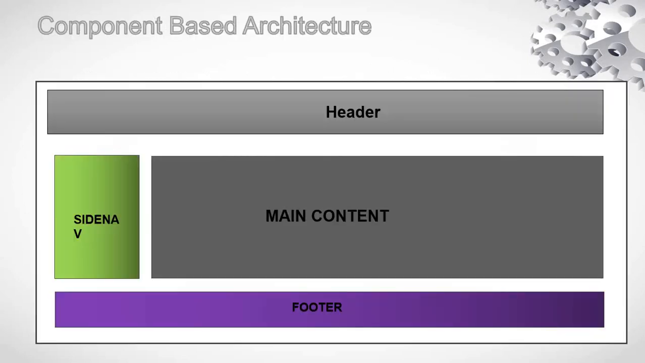As I discussed, component based architecture. See here, I created the header, side nav, main content, and footer. So header is one component, side nav is one component, main content is one component, and footer is one component. So you have to segregate the work as a component based architecture.